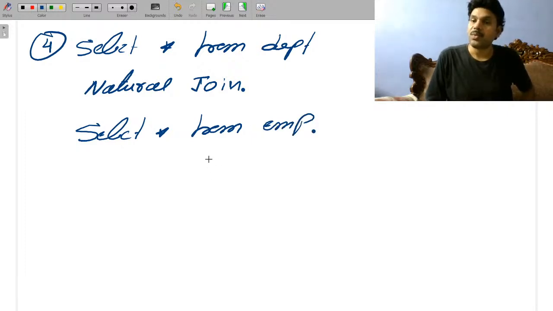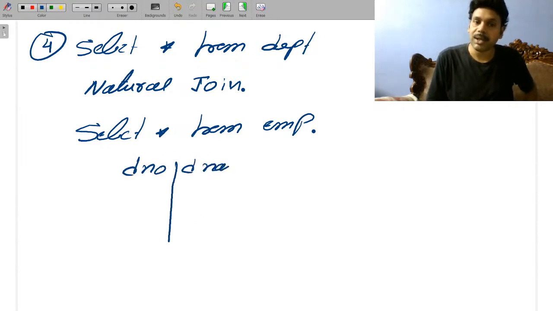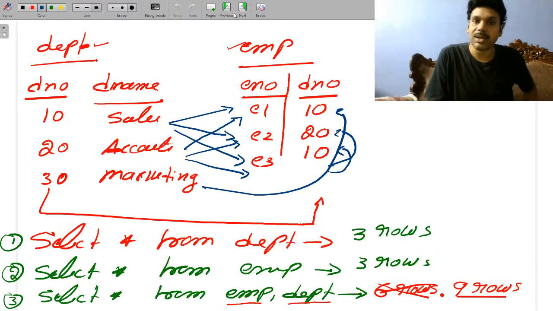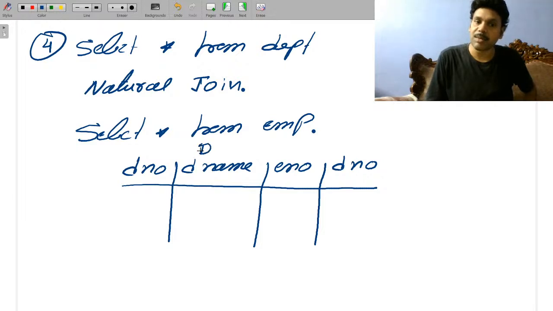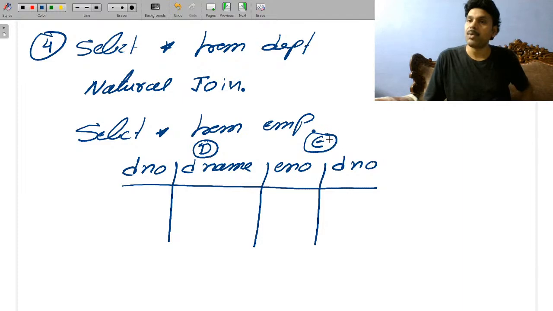Now friends, what is your answer? First, you are going to get department number and department name, then employee number, and what is the next column here? Department number. Now observe carefully. The first 2 columns are coming from the department table. The next 2 columns are coming from the employee table.